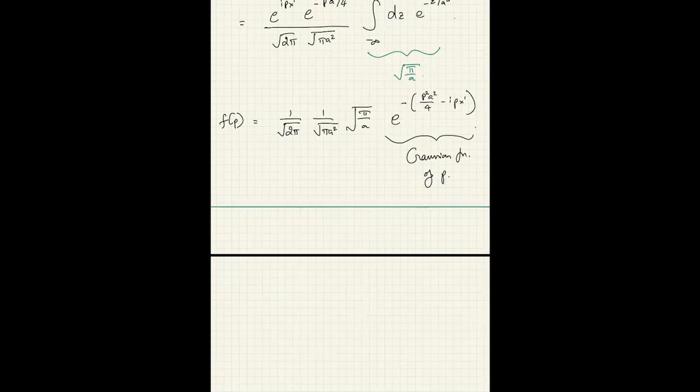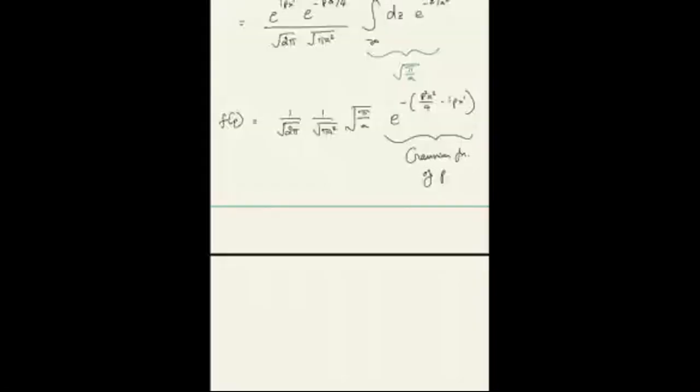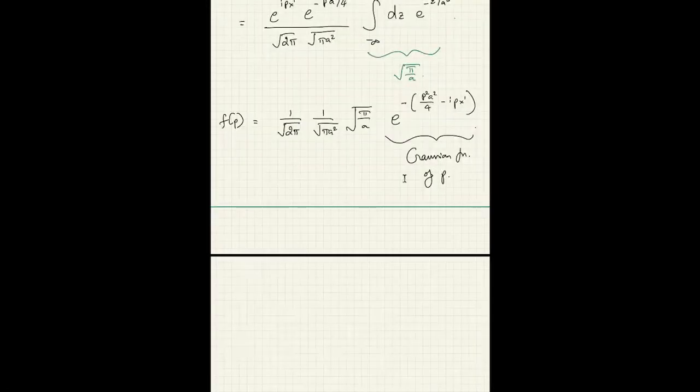Okay. So let's move on to the next problem. The next problem is to work out the commutator of p and v of x. p, v of x. Okay, so this is the question.